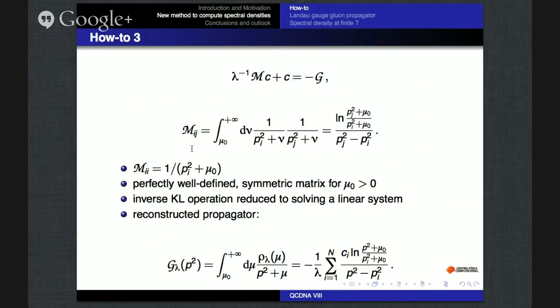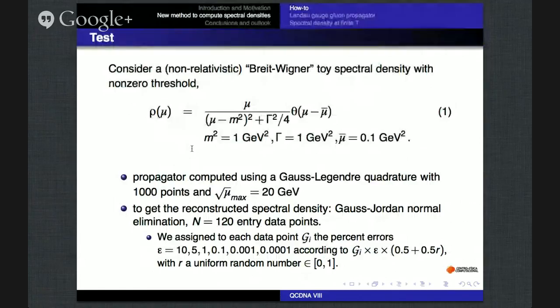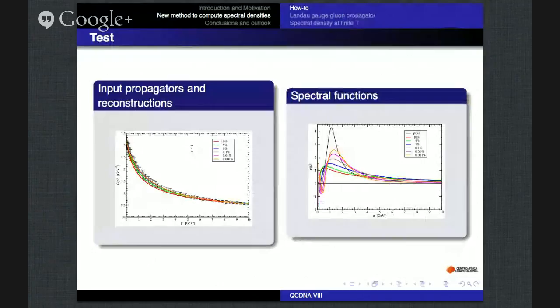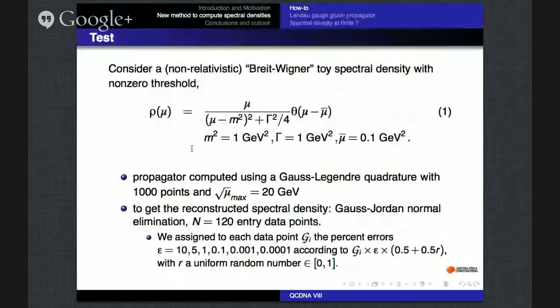As a test of our method, we have considered this toy model given by this. Having your spectral density, you compute the propagator using the formula I showed before, and you test whether you can get the spectral density again. We have assigned to our propagator some errors with different magnitudes just to check what happens. So here you have your toy spectral density, and here you have the solutions for each error that we considered with the different magnitudes. You can see that you reconstruct the propagator very well.